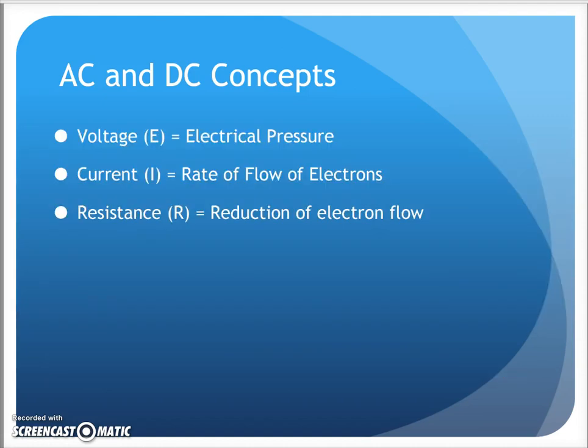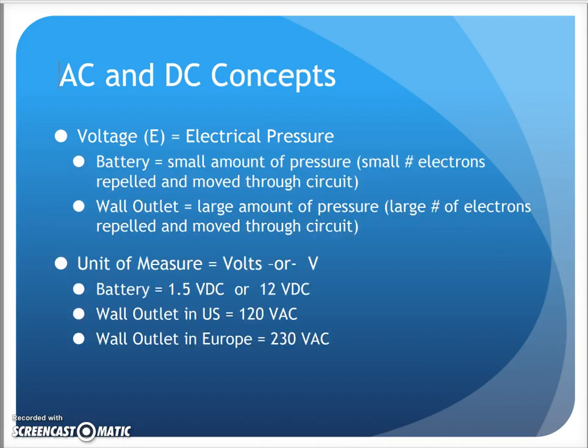All right, while we're talking AC and DC concepts, you run into the terms voltage, current, and resistance a lot. Voltage is your electrical pressure. Current is the actual rate of electron flow, and resistance is the reduction of electron flow.